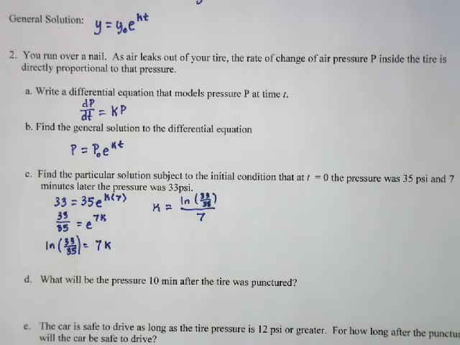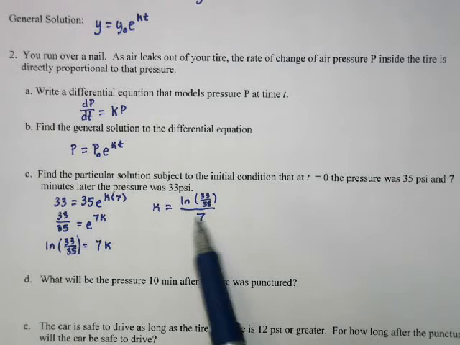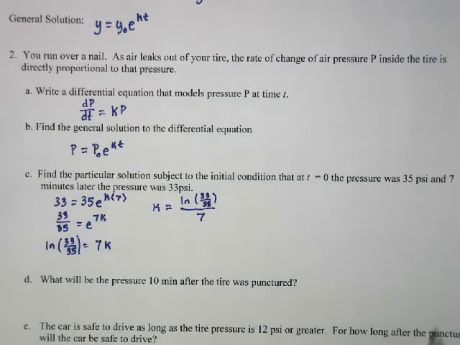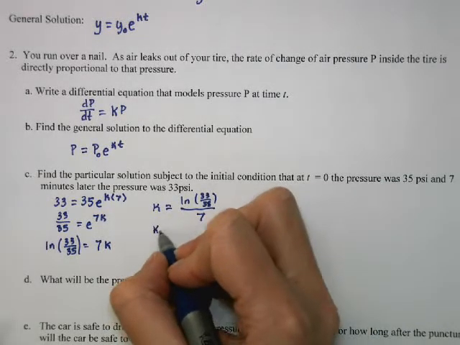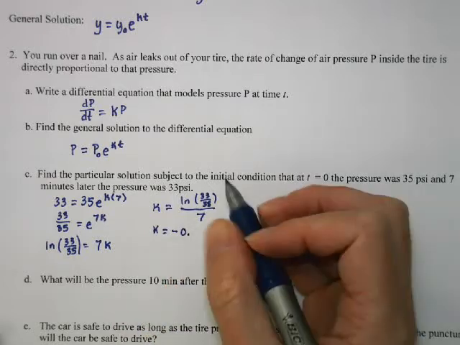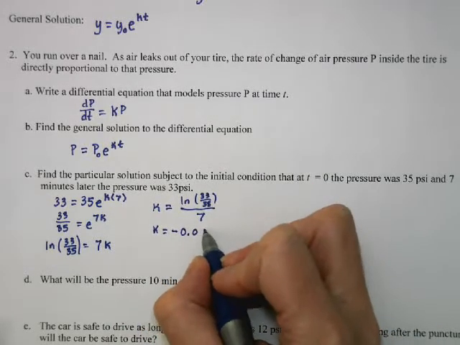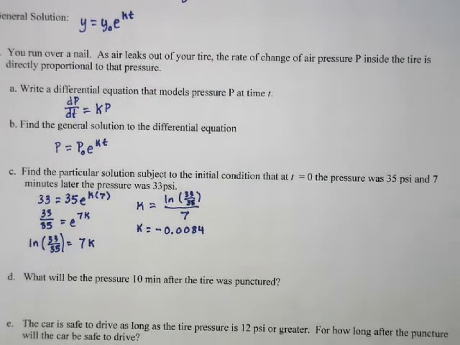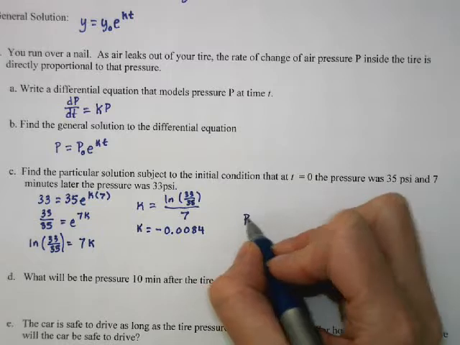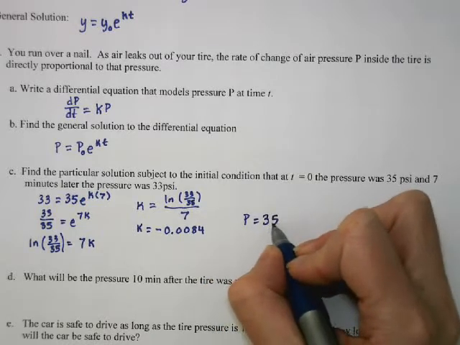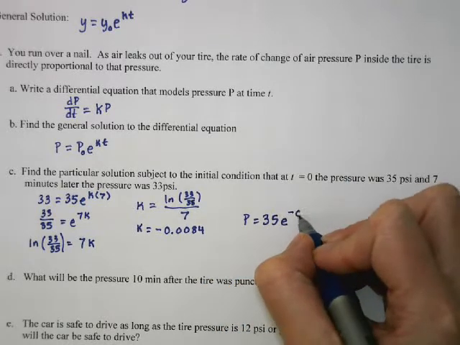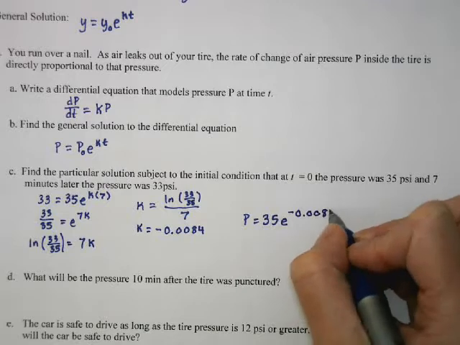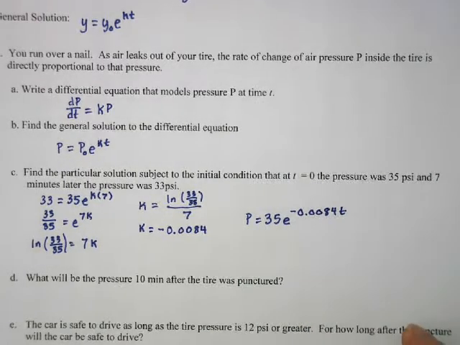Now you're going to want to maintain calculator accuracy. So to do that, you either need to just leave it like this or use a lot of decimal places. Just for the sake of ease right now, I'm just going to go ahead and use the decimal places. So negative 0.0084. The more you use, the more accurate you're going to be, and this will be fine for us for right now. So now my general solution, P, is going to equal 35e to the negative 0.0084t.